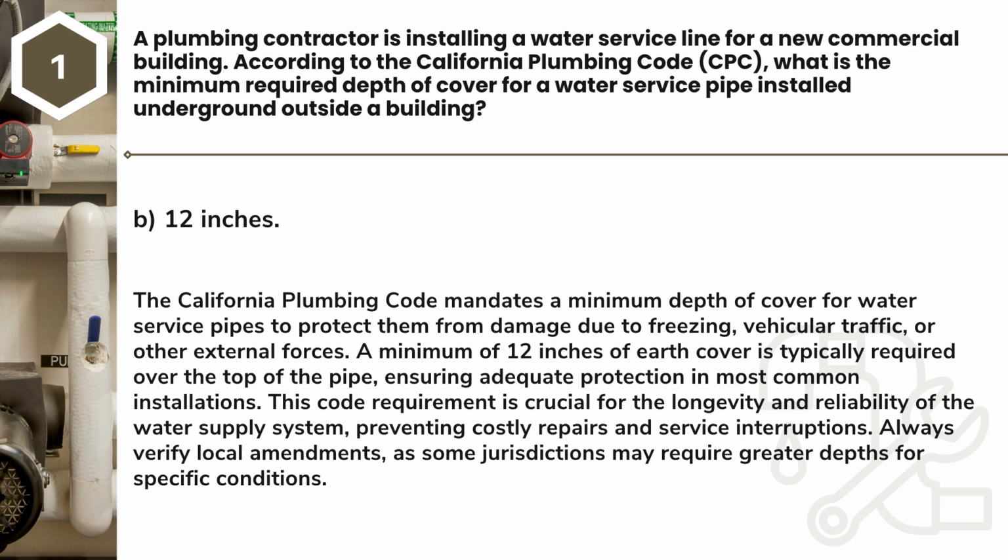Answer: B. 12 inches. The California Plumbing Code mandates a minimum depth of cover for water service pipes to protect them from damage due to freezing, vehicular traffic, or other external forces. A minimum of 12 inches of earth cover is typically required over the top of the pipe, ensuring adequate protection in most common installations. This code requirement is crucial for the longevity and reliability of the water supply system, preventing costly repairs and service interruptions. Always verify local amendments, as some jurisdictions may require greater depths for specific conditions.